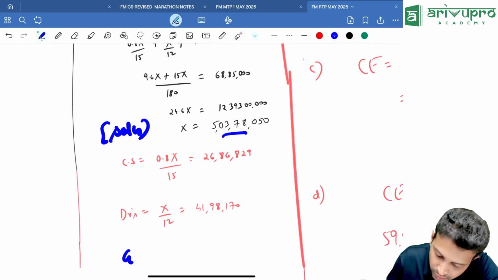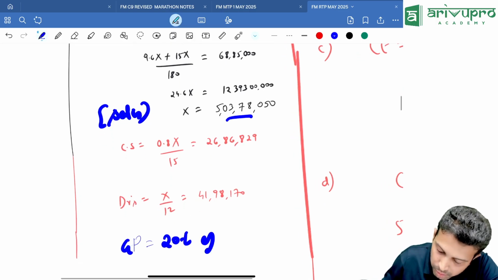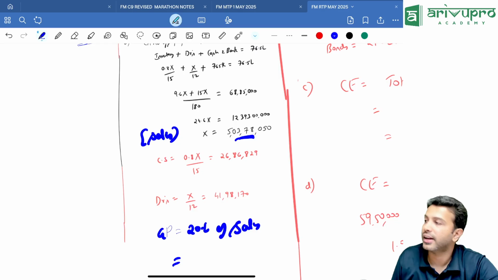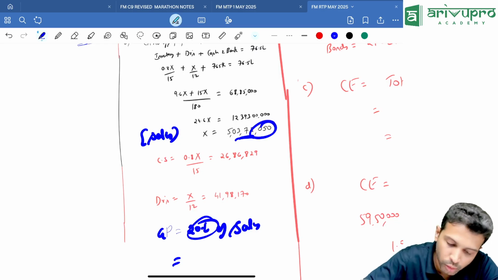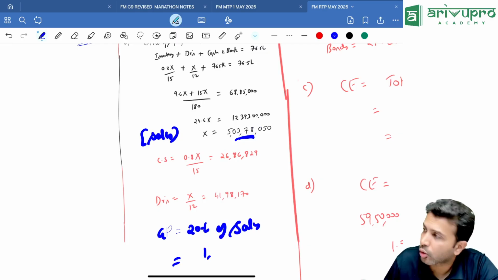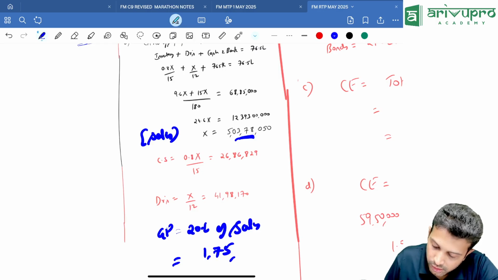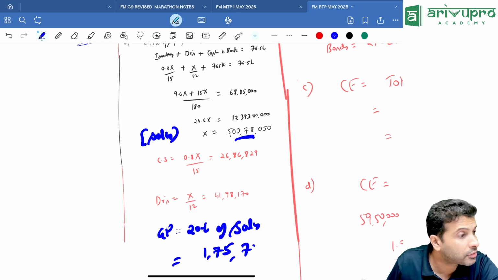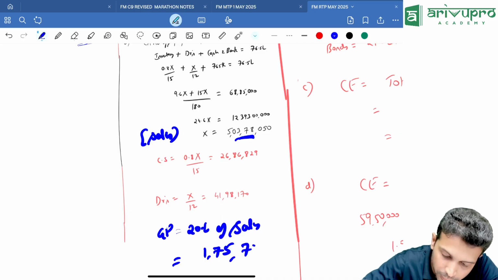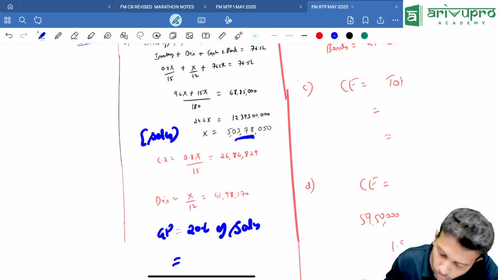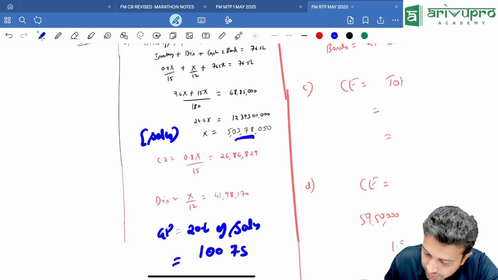How much is GP? GP will be 20% of sales. So how much is sales? 5 crore 3 lakh 78,000. Take 20% of this number. How much is GP? 1 crore 75 lakh, one minute. 100,75,610. This is your GP.